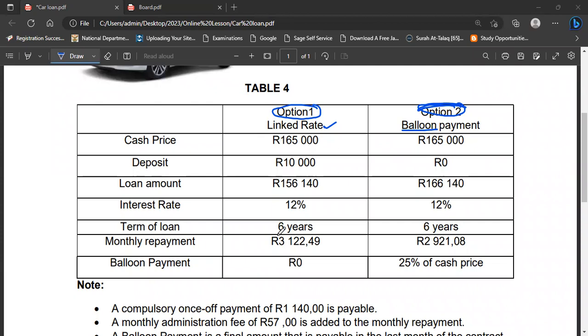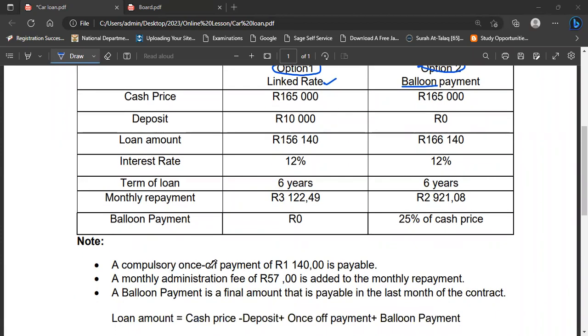When we look at these options, they all have a compulsory once-off payment, which is 1,140. Then a monthly admission fee of 57 rands every month. Then the balloon payment is a final amount that is payable in the last month of the contract. Take note of that. Remember, option 1 has no balloon. Option 2 has a balloon. Option 1 has a certain deposit. Option 2 has no deposit.